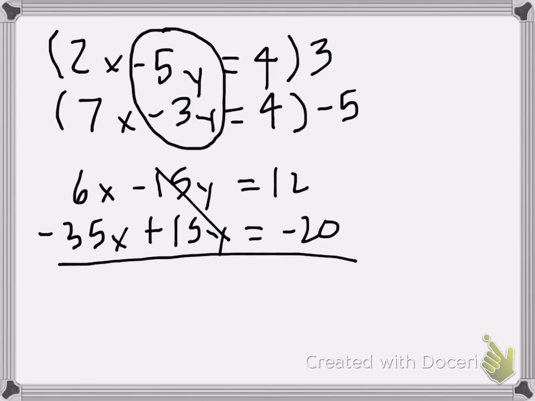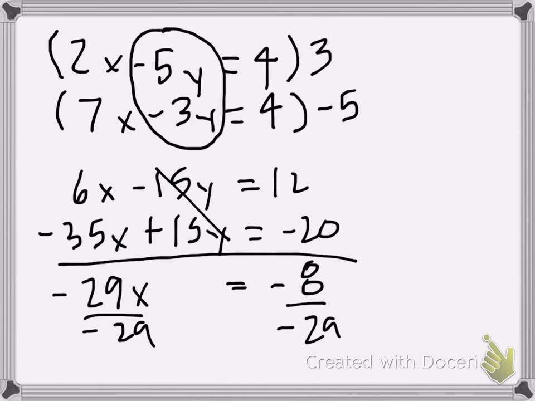Okay, so adding everything else together over here, 6 and -35 is -29, and 12 and -20 is -8. Okay, we'll solve for x. I'll divide by -29 on both sides. And so my x is going to be negative divided by negative, a positive 8/29. So we want to try to reduce it, but it's just not going to happen this time. So that's my first part of this answer.